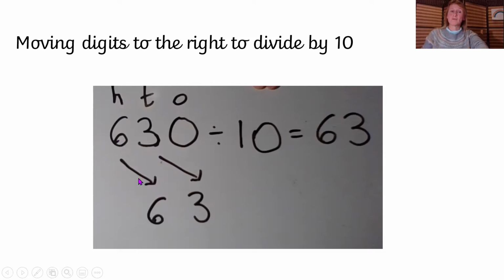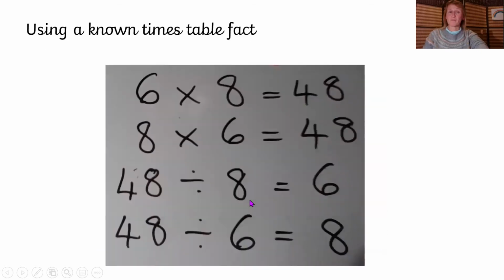So the 600s became 6 tens. The 3 tens became 3 ones, and I ended up with the answer 63. I gave myself a really easy one there because it didn't move into the decimals, but I know you know how to do that because we did that last week and you got really, really good at it. So dividing by 10, 100 and 1,000 is no problem for us now.